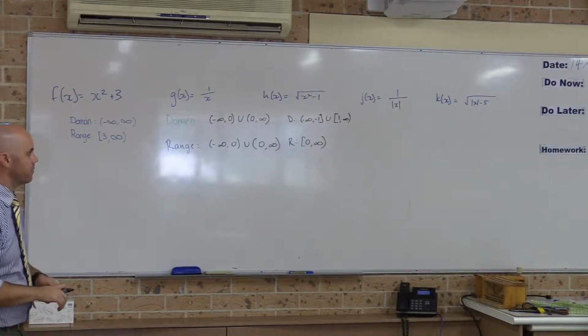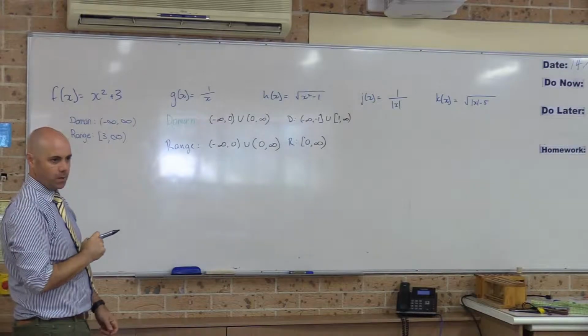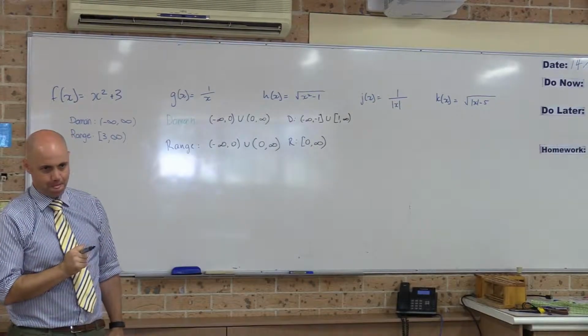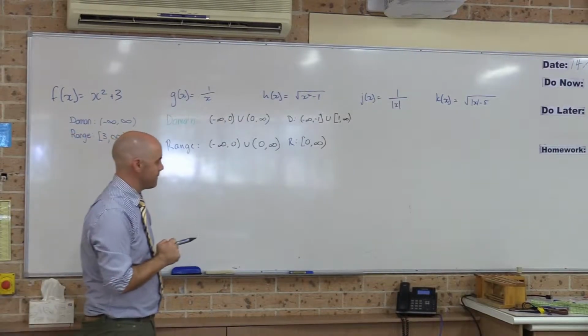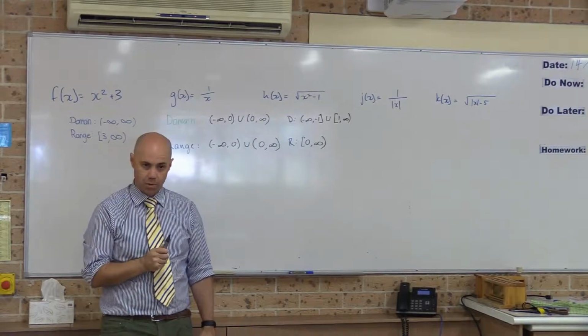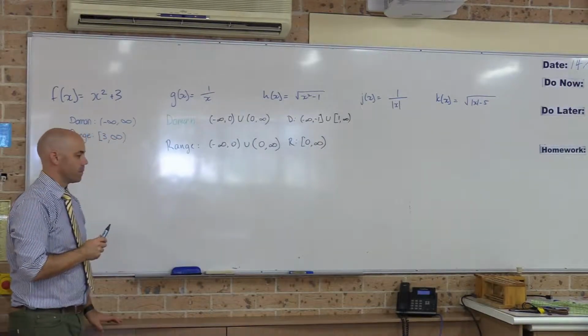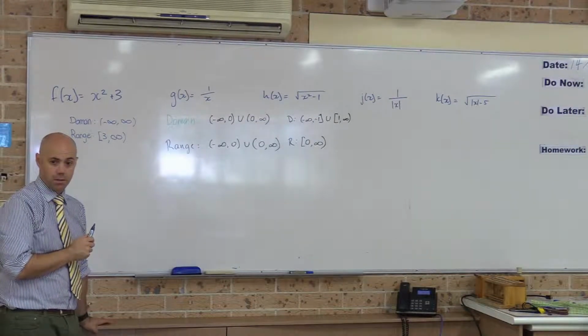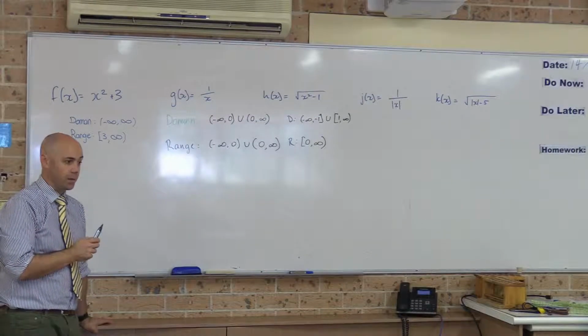Talk through those two. I would love someone to talk me through the next one now. Just say, all right, what is this going to look like? Let's start with what x cannot be. 0. Can it be anything else? Yeah, it can be negative. Okay?